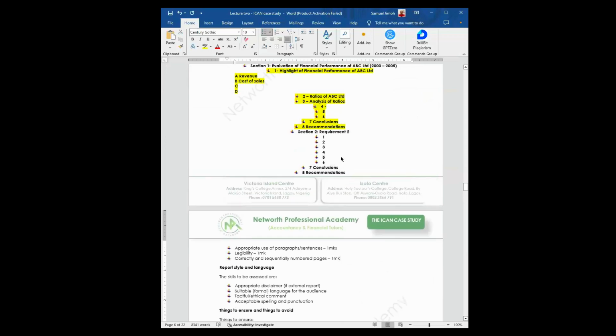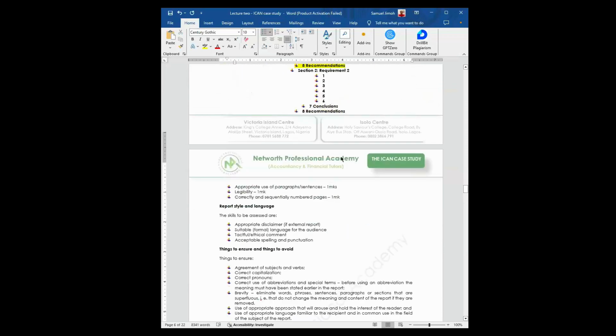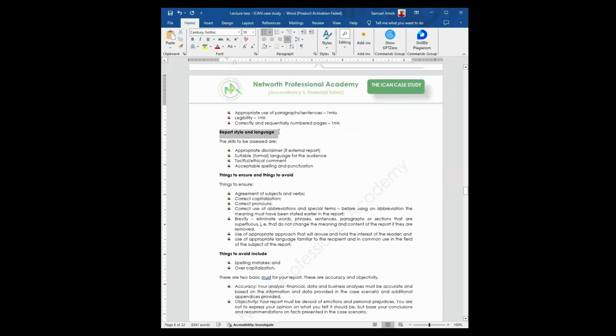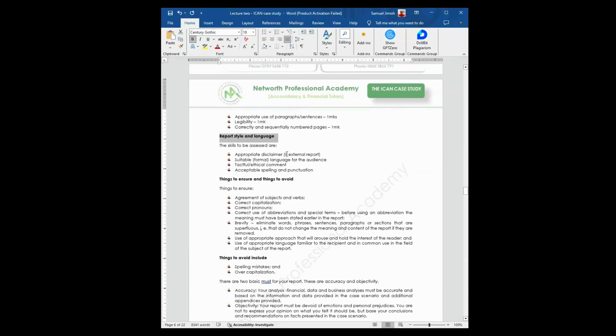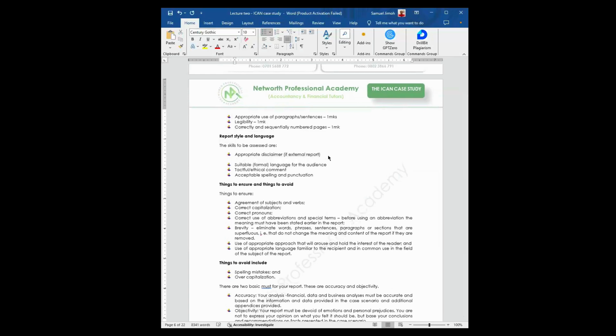So the second sub skill under the overall report is the report style and language. Now, here are the things that you need to include in your report. The first one is an appropriate disclaimer. You should include an appropriate disclaimer if the report is an external report. So here's the thing.